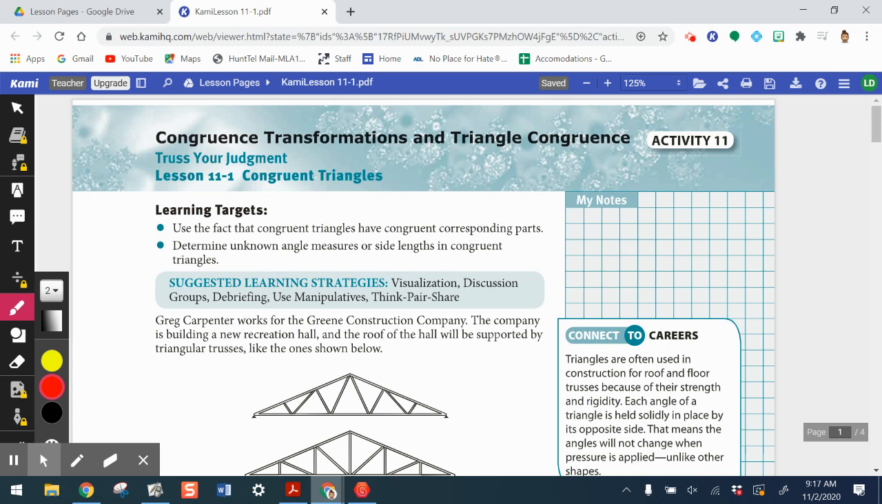And welcome to Activity 11. We have made it all the way to Activity 11. The title of Activity 11 is Congruence, Transformations, and Triangle Congruence. I don't know if you've ever noticed, but I thought this was pretty funny. The title of lesson 11-1 is called Trust Your Judgment. And you'll see why they use this term trust here for the title.